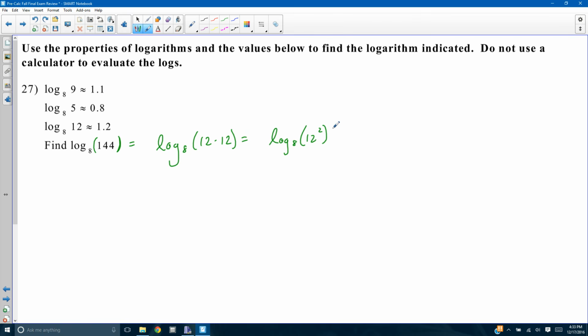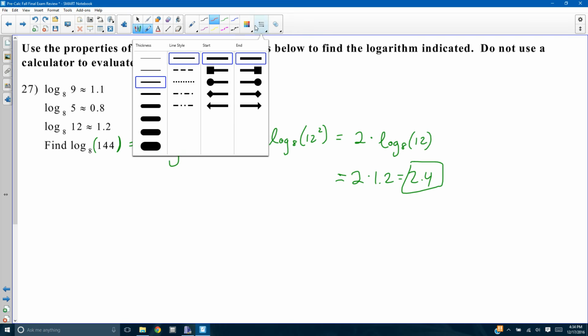Log base 8 of 12 squared, the 2 can come out in front and multiply with log base 8 of 12. Now, do you know what log base 8 of 12 is? Not so important because they give you it right here, about 1.2. So this is 2 times 1.2, which is 2.4. Okay. That's one way of going about it.